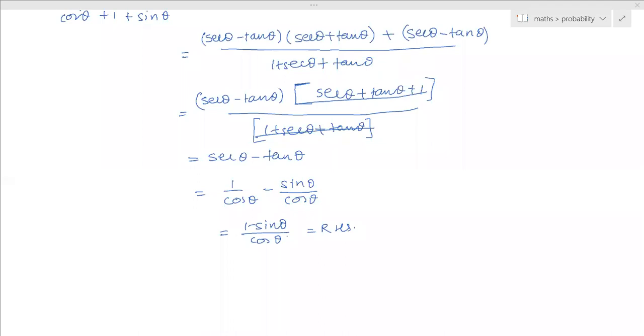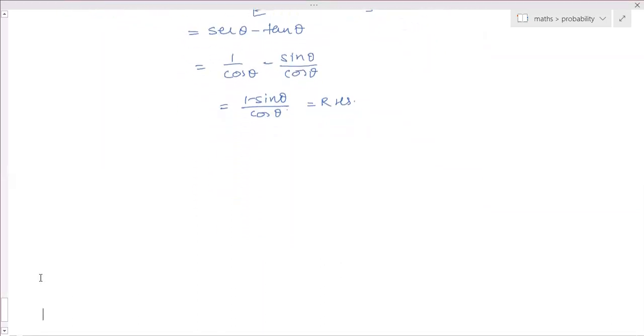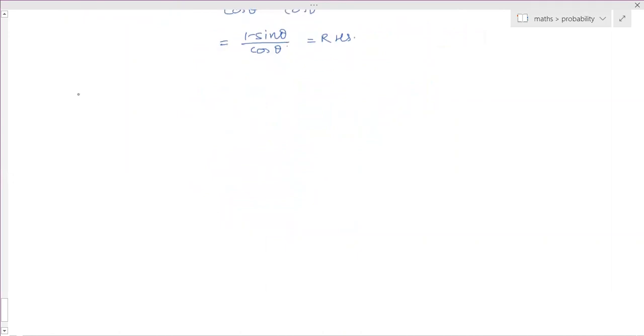A ladder 15 meter long just reaches the top of the vertical tower. If the ladder makes an angle of 60 degrees with the wall, find the height of the wall. The ladder is 15 meters long. This is a wall, and the ladder is leaning towards the wall. This is the length of the ladder, 15 meters. The angle the ladder makes with the wall is 60 degrees. The wall will always be vertical or perpendicular, so this is 90. We have to calculate the height of the wall.